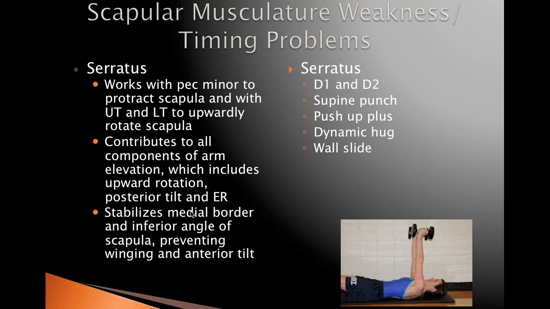Okay, the serratus, it works with the pec minor to protract the scapula and with the upper and lower trap to upwardly rotate the scapula. So it contributes to arm elevation. It does all these things. It also stabilizes the medial border inferior angle, preventing winging and anterior tilt. Some of these exercises: PNF, D1 and D2, supine punches, push-ups with a plus, dynamic hugs, and wall slides.